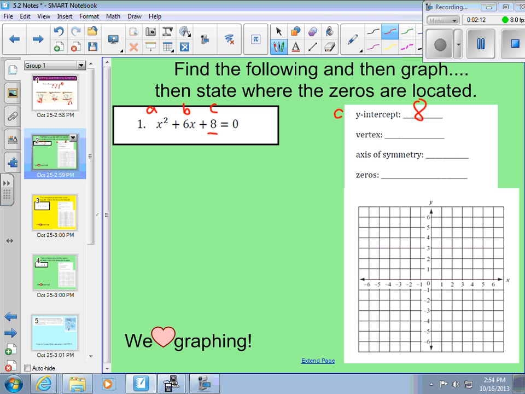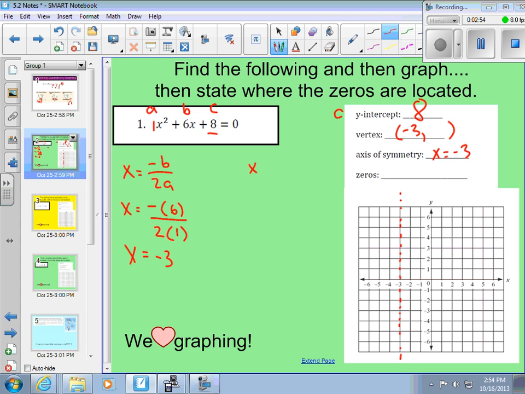Our vertex, we can get that with our little negative b over 2a equation. So if we put in our b and a values, b being 6, and a in this problem being 1, since we don't have a number in front of x squared, and simplify it, we get negative 6 divided by 2, which is negative 3. So our vertex is negative 3 something. Our axis of symmetry would also be at negative 3. So we know our parabola is going to be symmetrical about that line.